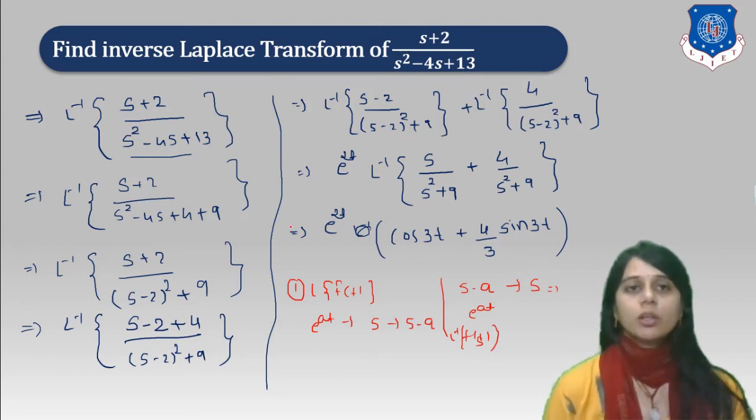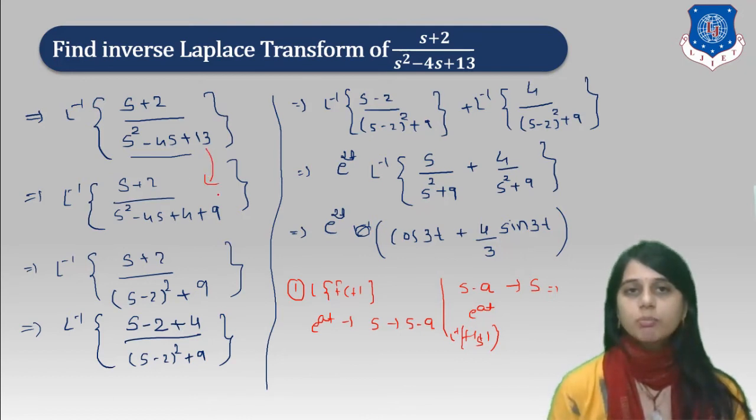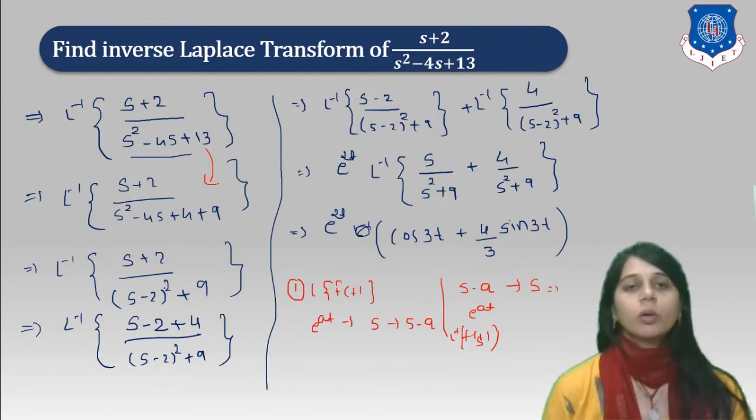Okay. So what we do here, see, s plus 2 upon s square minus 4s plus 13. We are taking 13 as part of the 13, 4 plus 9. So it is s minus 2 whole square plus 9. Okay. It is s minus 2 whole square plus 9.